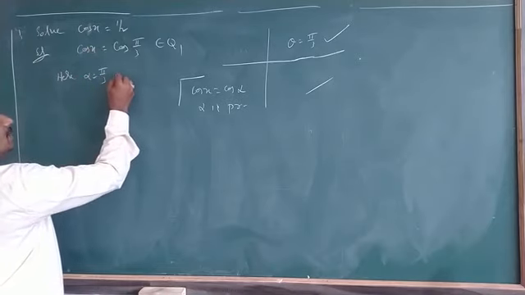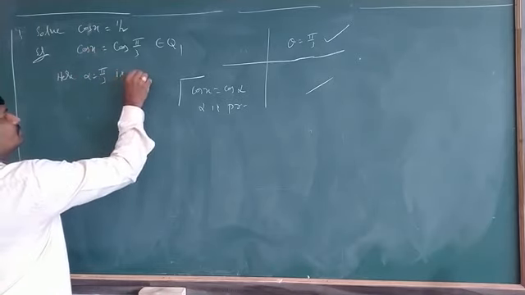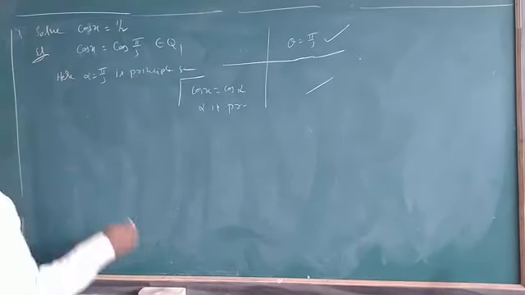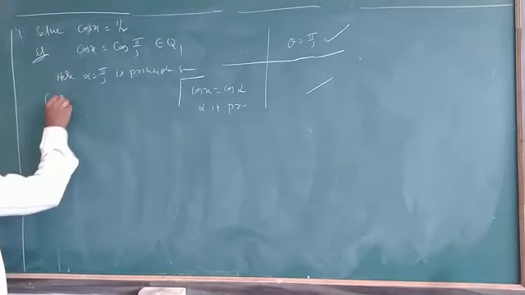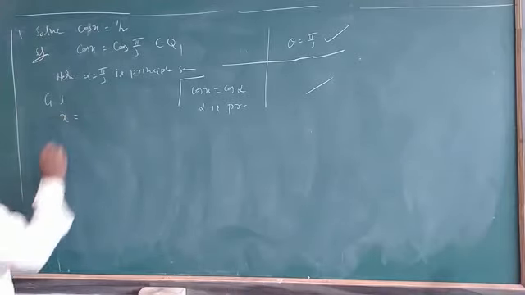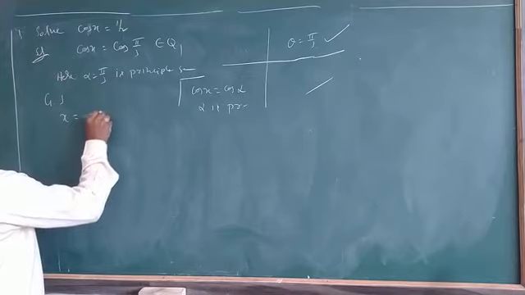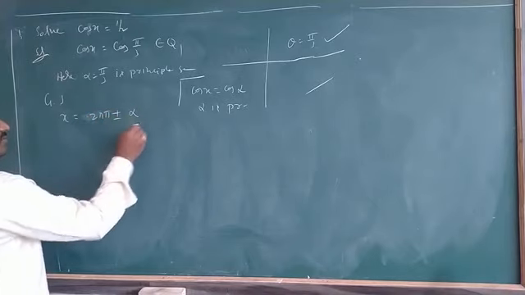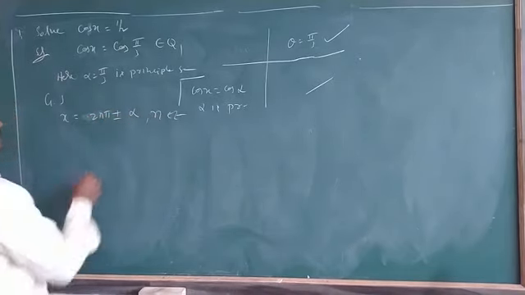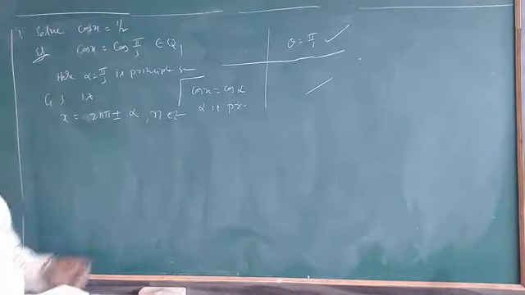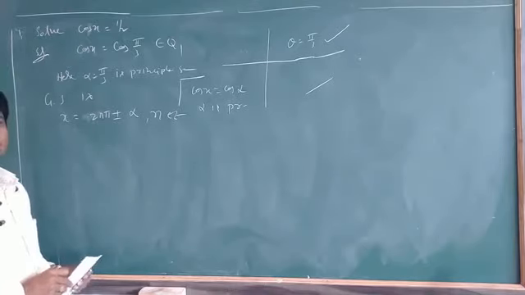Alpha equal to 5 by 3 is the principal solution. Next, the general solution. What is the general solution? The general solution is x is equal to 2n pi plus or minus alpha, where n belongs to Z.